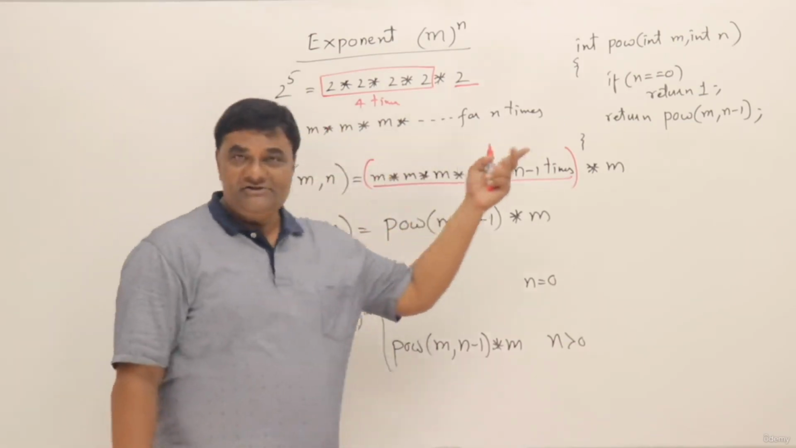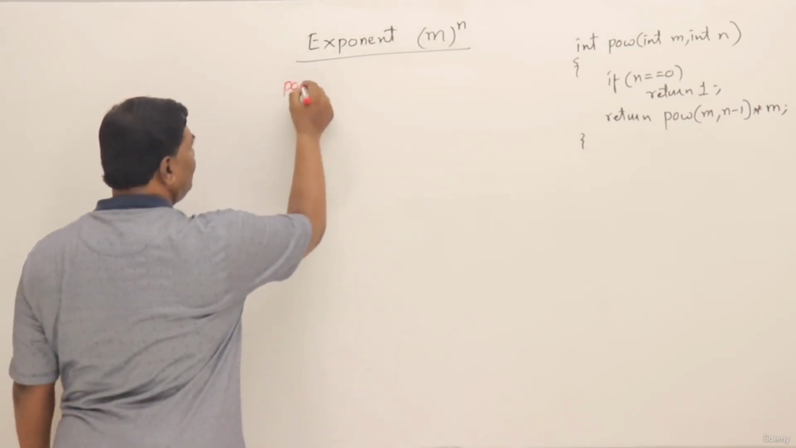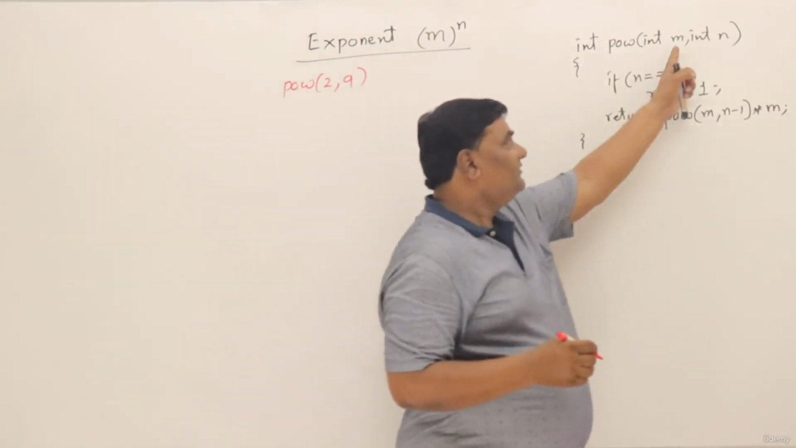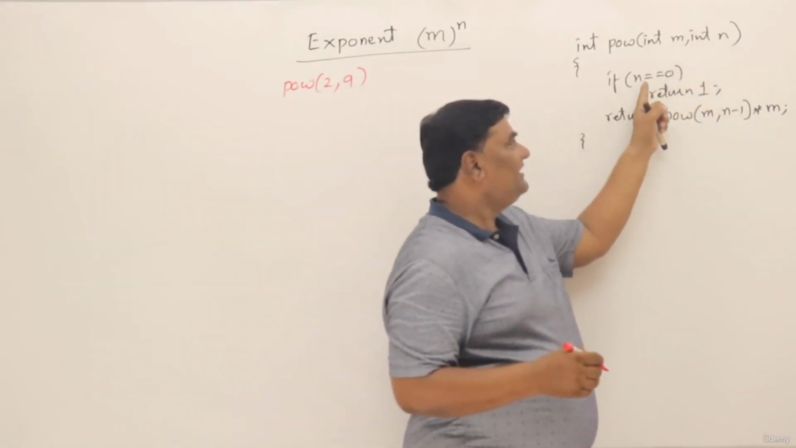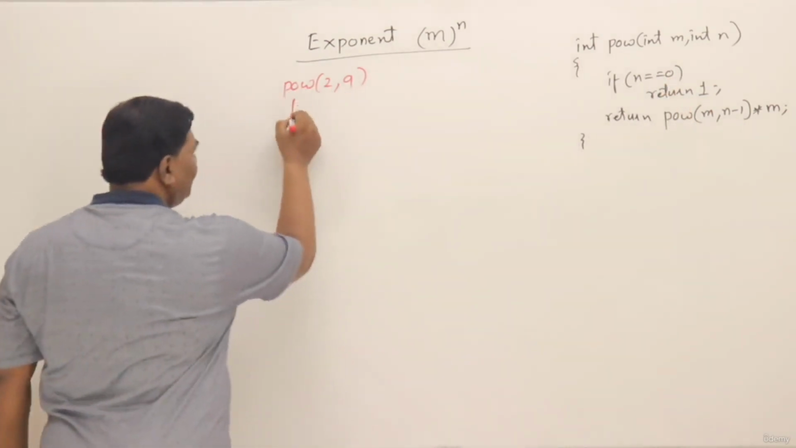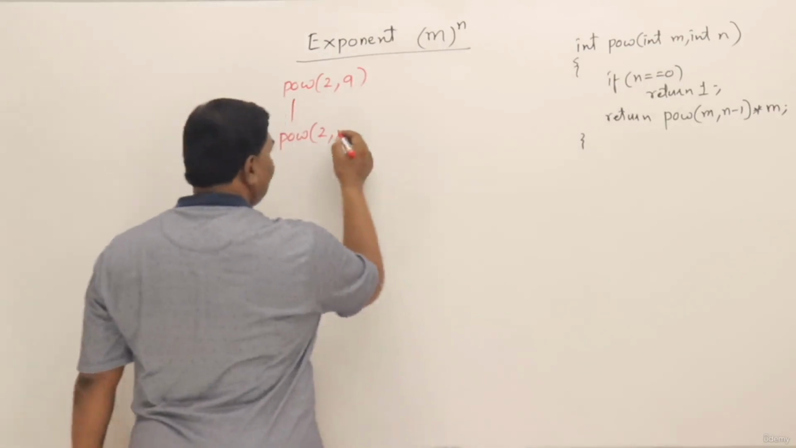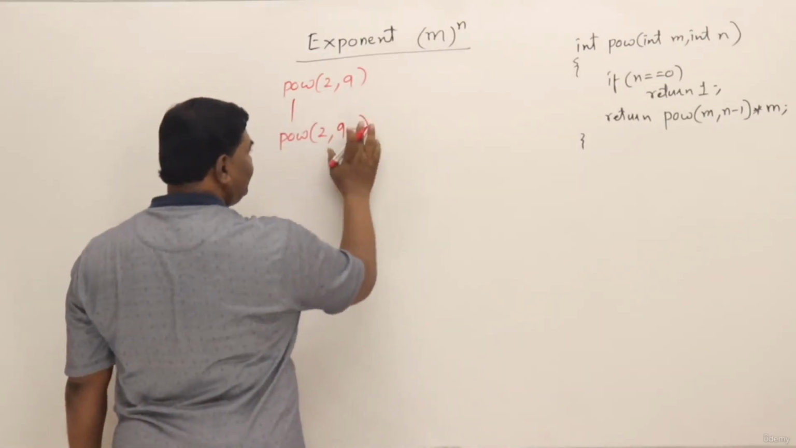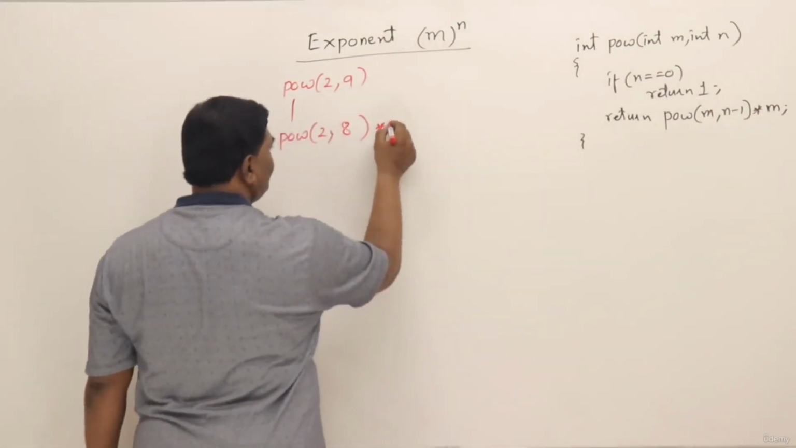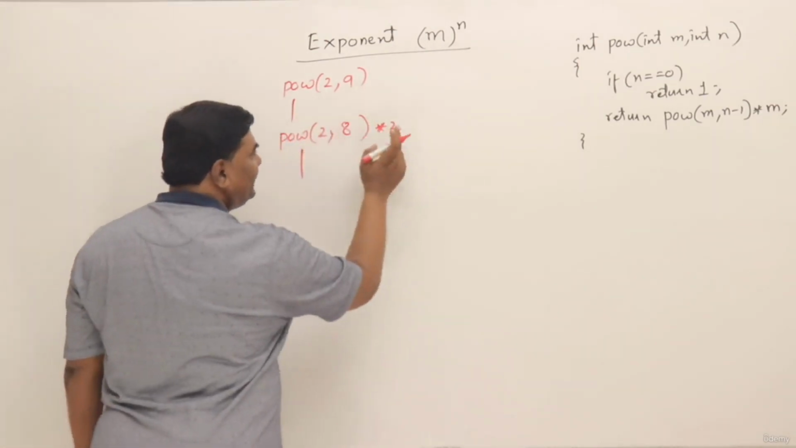I will take one example and show you how it works. Let us trace this for power of 2 raised to 9. So m value is 2 and n value is 9. 9 is not equal to 0, so it should perform this operation: power of 2 comma n minus 1, that is 9 minus 1, that is 8. I will rewrite it as power of 2 comma 8 multiplied by m, and m is 2. Now this call has to finish, and only then will the multiplication be done.